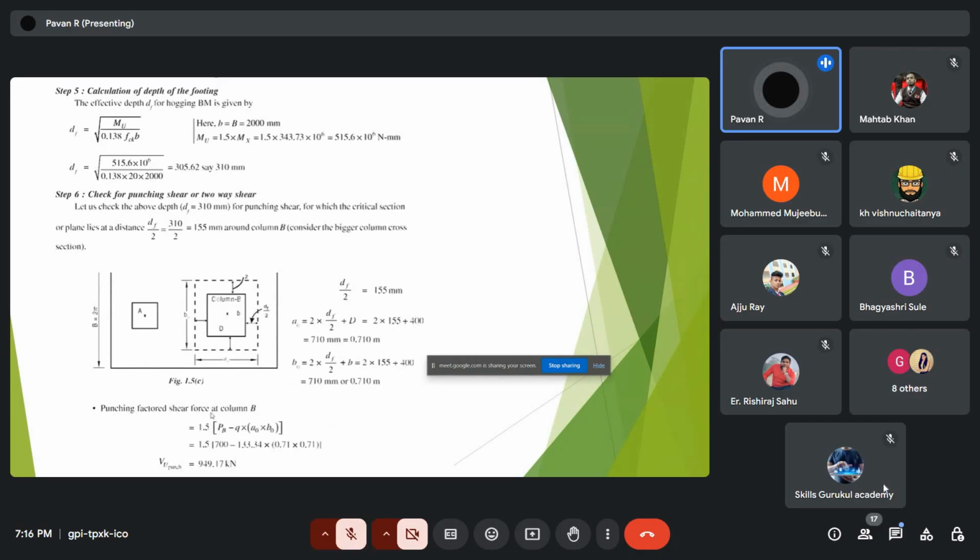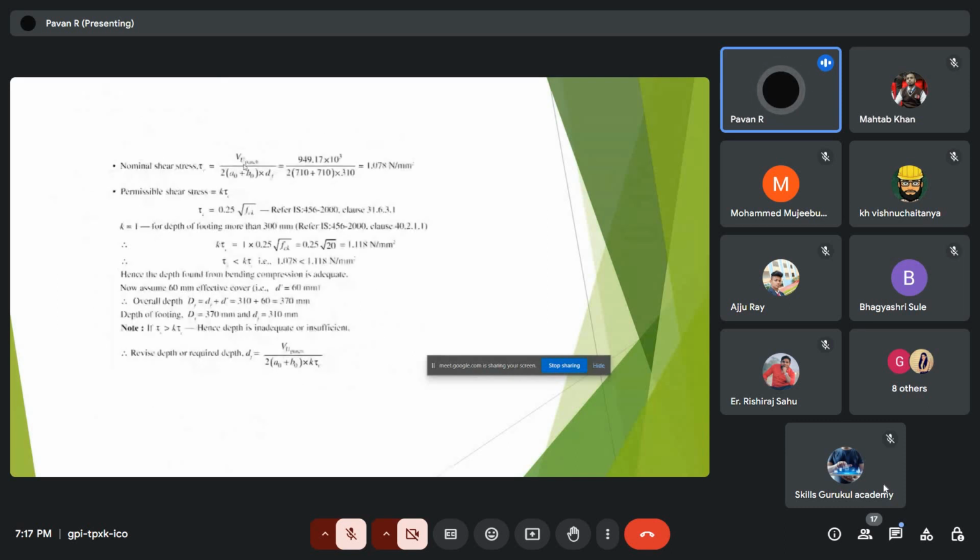So punching shear should be factored using 1.5. This is the axial load we are getting on the column B, minus the Q, that is the net upward pressure, into A dash into B dash. If we do it, we can get the maximum punching shear, that is 949.17 kilonewton.